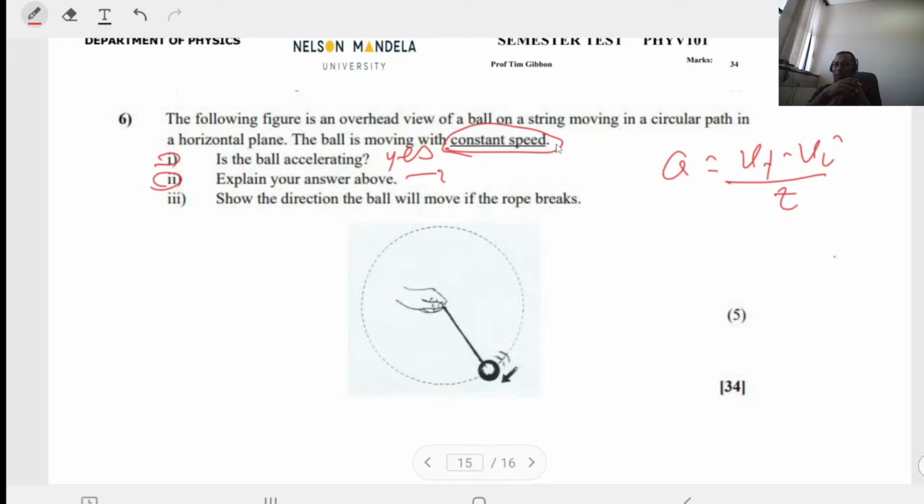Then the last one. It says, show the direction the ball will move if the rope breaks. Let me give you now, because you can't show here. If it is released, if the string is cut, is it going to go this way, case 1? Is it going to go like this, case 2? Is it going to go back that way? Case 3 is bad actually. Tangent, case 3.